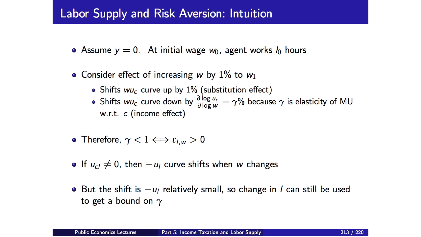So let's now go through that with a little bit more detail. Let's take an example where we assume that the person has no unearned income, Y equals 0. At the initial wage, W naught, the agent works L naught hours. Let's consider the effect of increasing the wage by 1% to some level W1. What is that going to do? It's going to do 2 things.